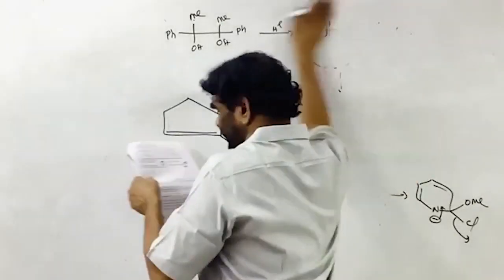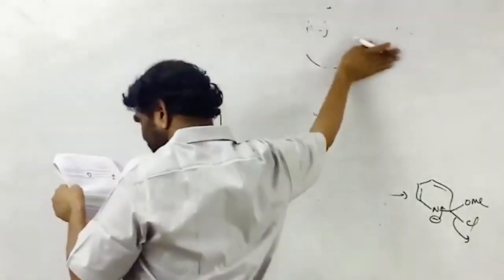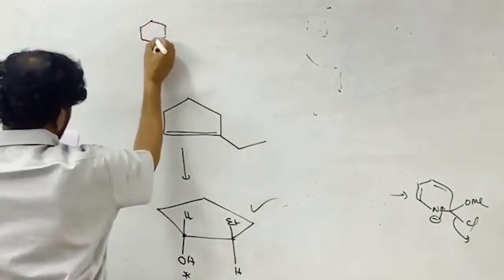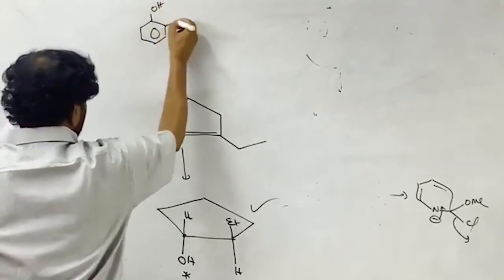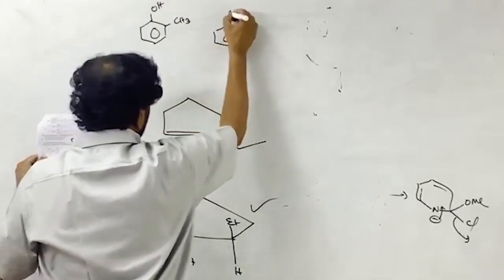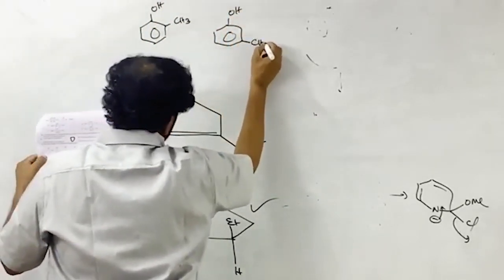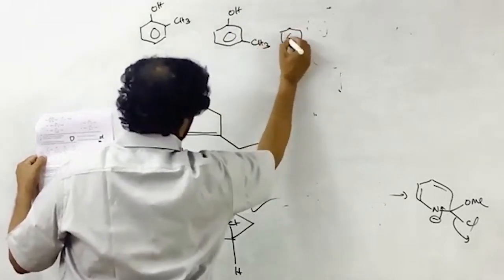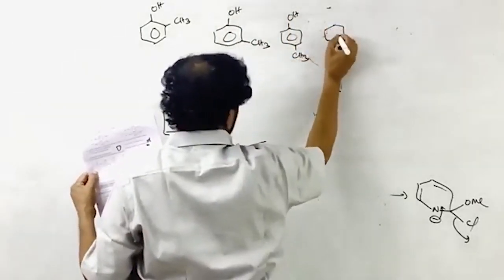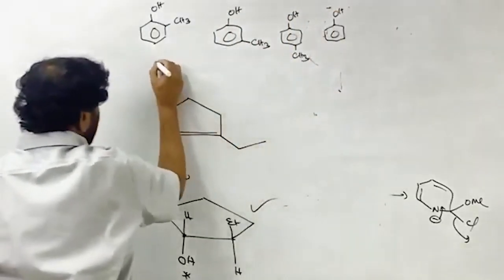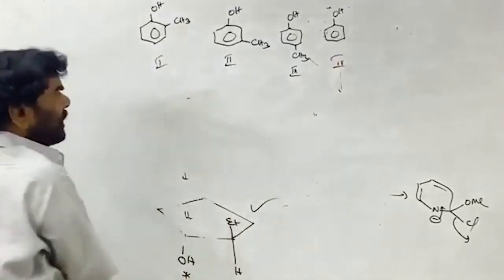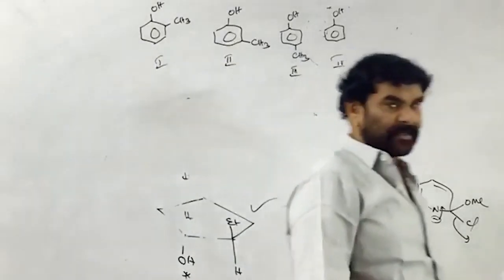Next one is, some cresols are given, and phenol and cresols are given. This is the phenol. So this is the orthocresol. This is the metacresol. This is the paracresol. So the reference, that is phenol. This is 1, this is 2, this is 3, this is 4. He is asking to find out the relative reactivities of the acidic properties of these.